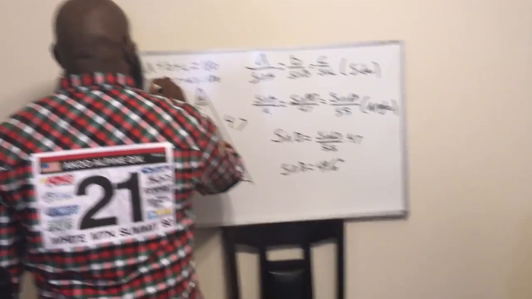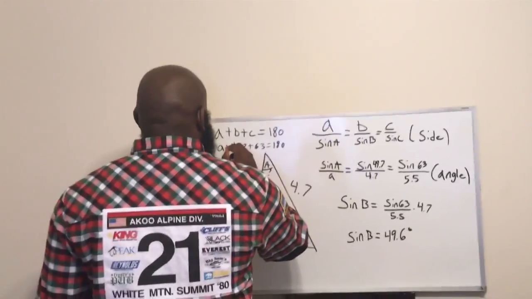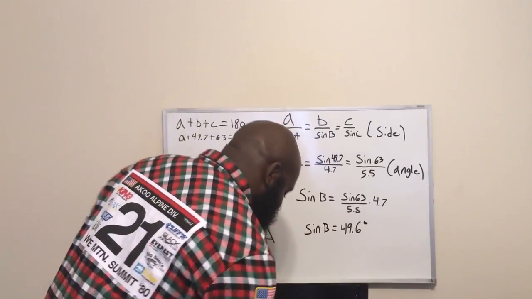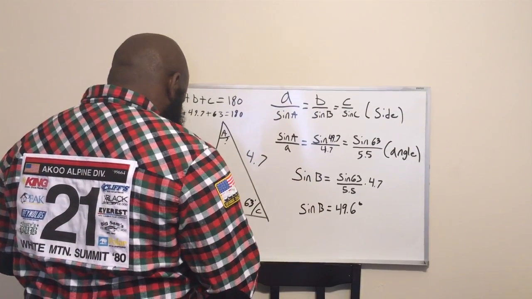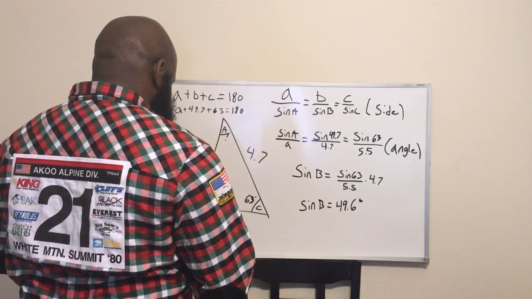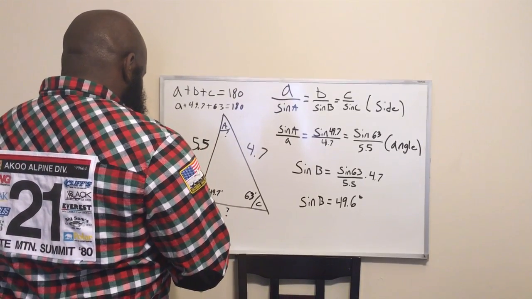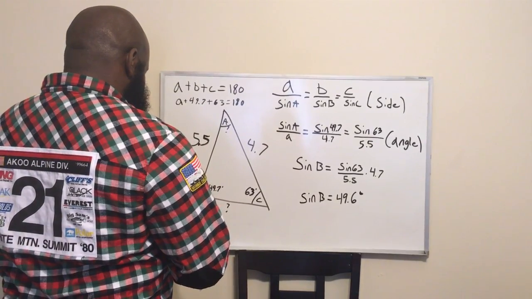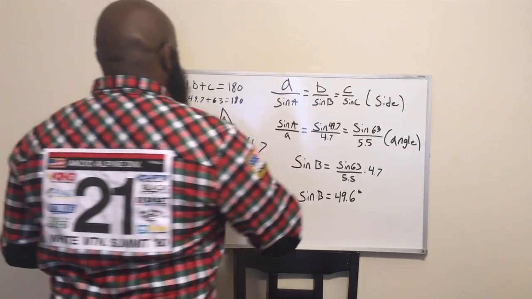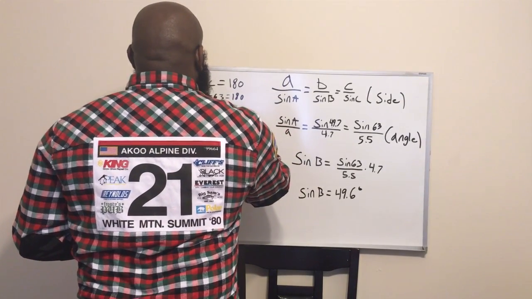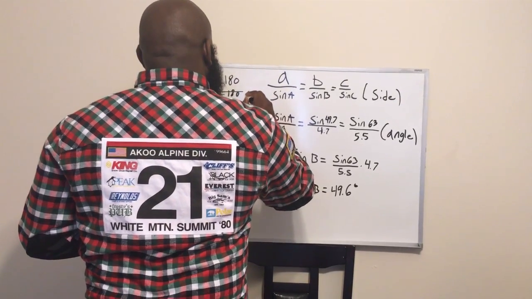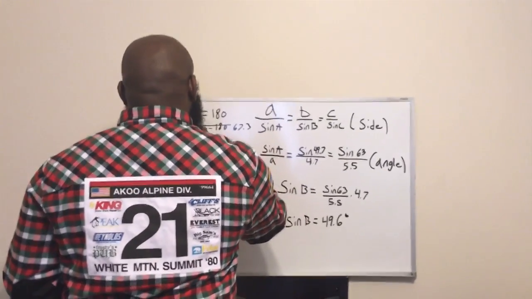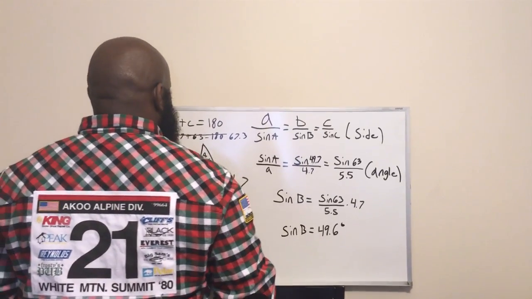Now, we don't know what A is. So what we want to do is add these up. 49.7 plus 63 gives us 112.7. So 180 minus 112.7 is equal to 67.3.